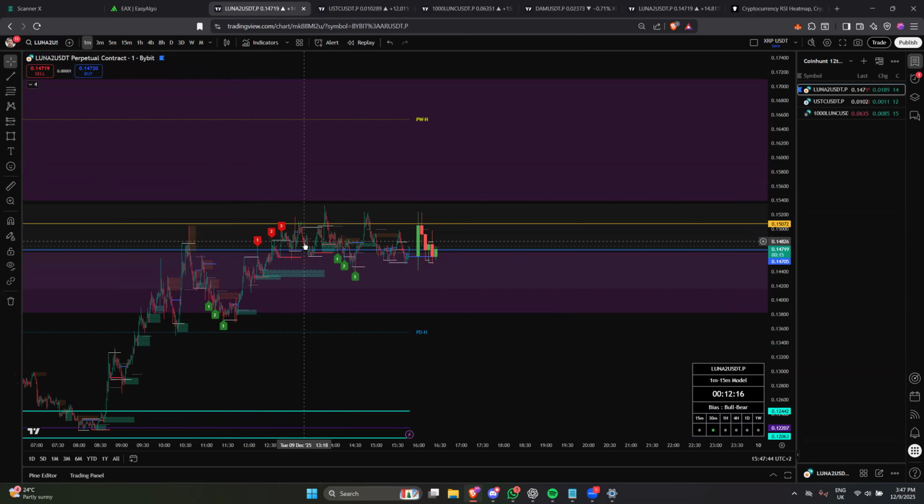I'll see here it swept, and then it started sweeping even these higher levels. Once it swept the higher level, started dropping, did the same thing. Stop loss. And again, this one, I think I actually got stopped out earlier. But yeah, as you can see, this is just a model that I use.